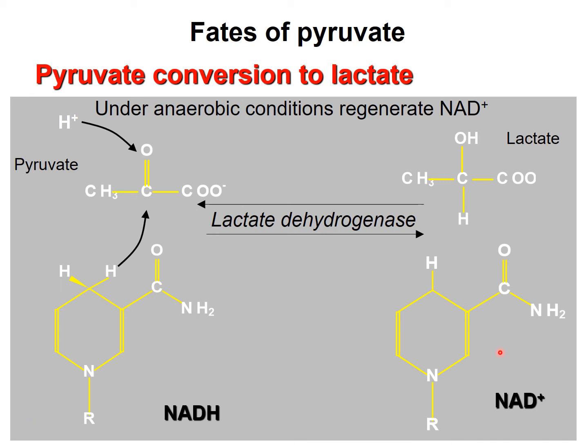So again, this will only happen when there is no oxygen, such as during very heavy physical exercise. Due to the accumulation of lactic acid, you can feel a burning sensation in your muscle. And when there's too much lactic acid, it causes a drop in pH, and eventually that will inhibit glycolysis, as low pH can inhibit glycolysis.